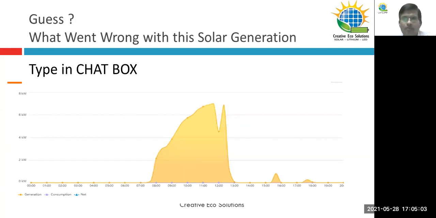If you see this specific graph, at around 1 o'clock there was a power cut and the complete plant was not running, and then at around 3 o'clock again there was no power. So I could identify that at 1 o'clock on such and such date, there was a power cut.